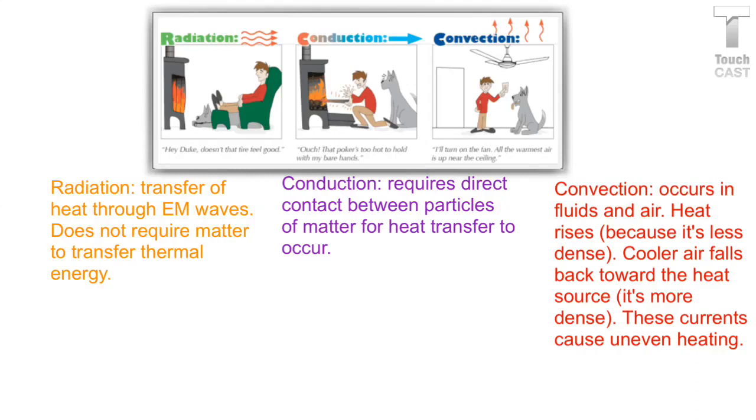But this comic strip shows great examples of radiation, conduction, and convection. When the guy's like, hey Duke, doesn't the fire feel good? He can feel the transfer of the heat through the electromagnetic waves. Radiation doesn't require matter to transfer thermal energy, which is how we're able to get the radiating heat from the sun. Conduction requires direct contact between particles of matter for heat transfer to occur, which is why his hand is burning when he touches the poker. Convection occurs in fluids and air. Heat rises because it's less dense. Cooler air falls back towards the heat source because it's more dense, and these currents cause uneven heating, which is why in the picture he's going to turn on the fan, because all the heat has risen to the top.